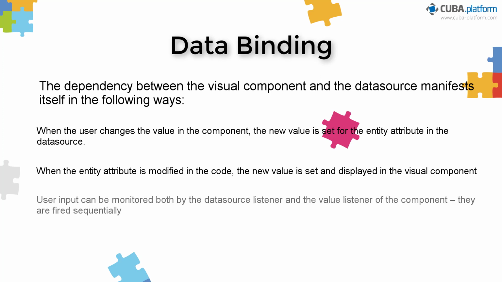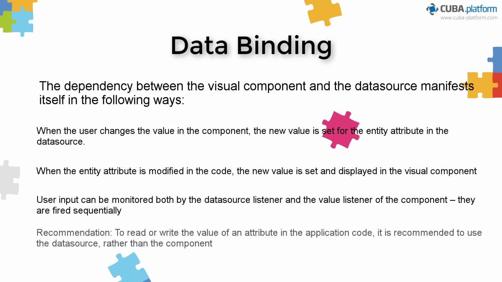When the entity attribute is modified in the code, the new value is set and displayed in the visual component. User input can be monitored both by the data source listener and the value listener of the component. They are fired sequentially. To read or write the value of an attribute in the application code, it is recommended to use the data source rather than the component. Data sources also track changes in the entities contained therein and can send modified instances back to the middleware for storing in the database.